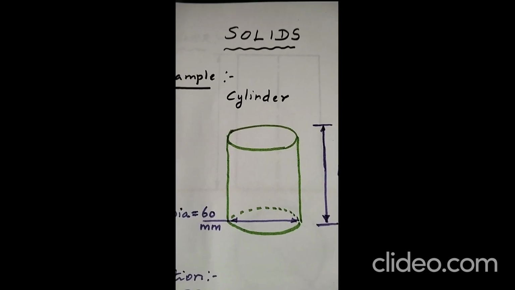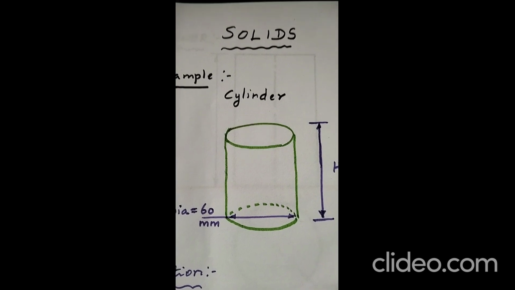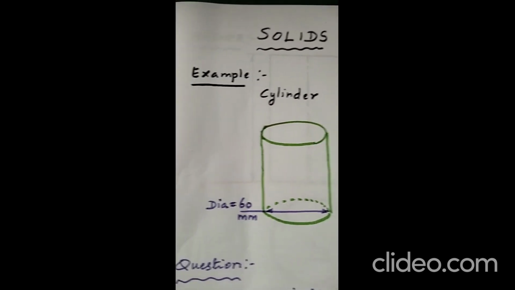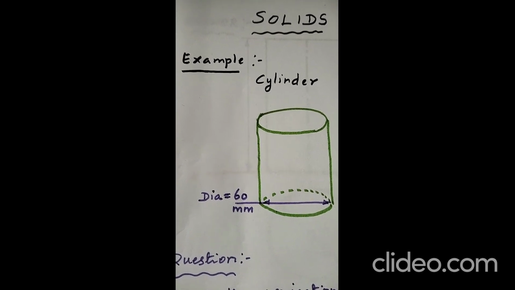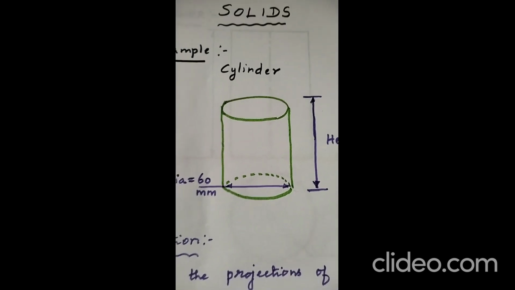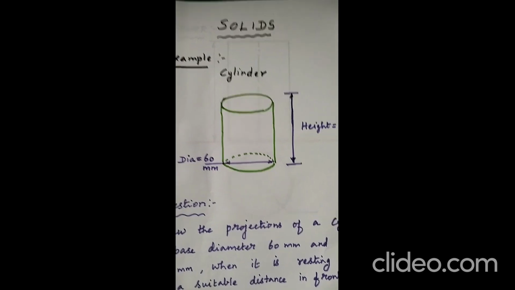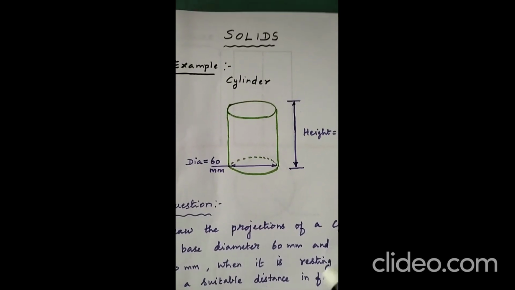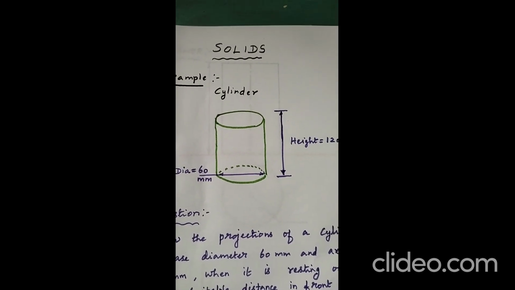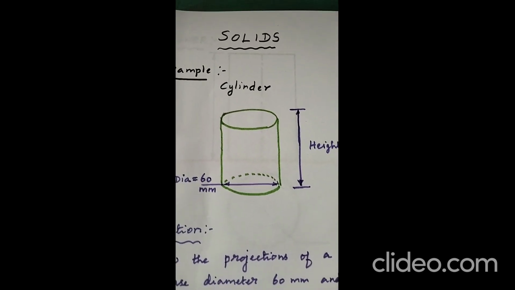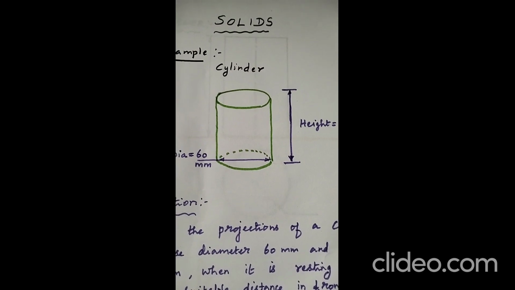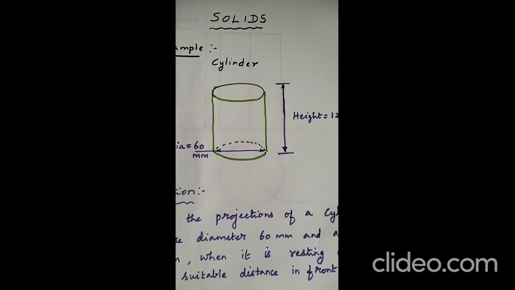Okay friends, let us start the discussion. In solids, we take the example of a simple solid called a cylinder. A cylinder is drawn here representing its dimensions, geometrically, as diameter 60 mm and axis height 120 mm. This cylinder will be framed as a question in your engineering graphics or technical graphics like this below.